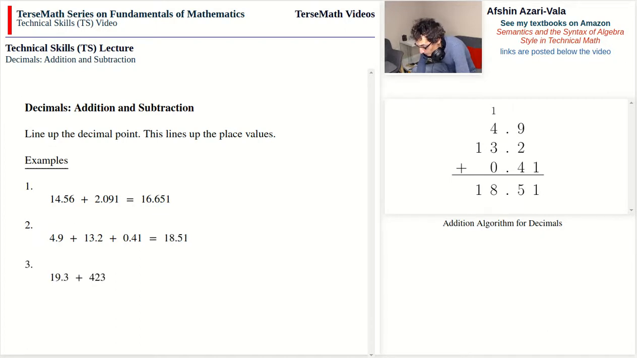Problem number 3. Now in this one, one of the numbers doesn't have a fractional side, so there is no decimal point followed by more digits.